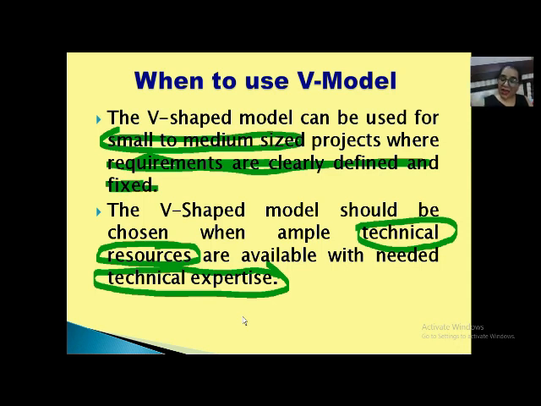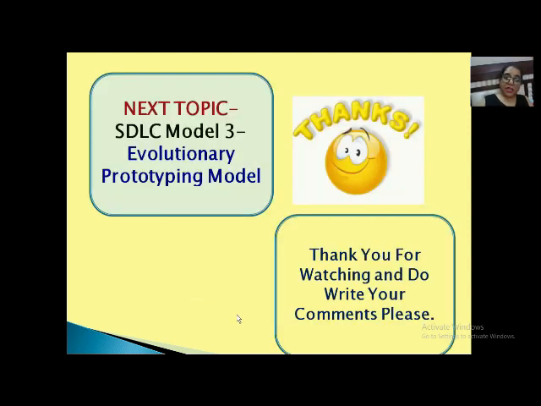Take care. And the next lecture will be the evolutionary prototyping model.